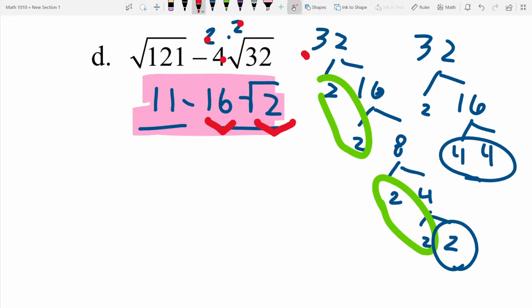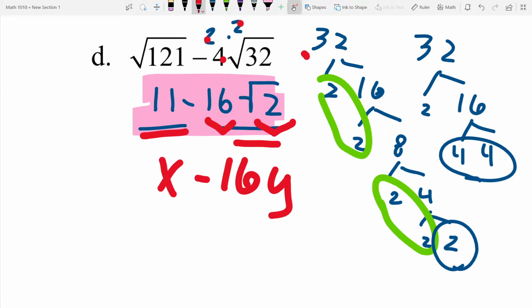No. Look right here, honey. Like terms. This is like an x, and this is like a minus 16y. They're not like terms because that 11 does not have a square root of 2.